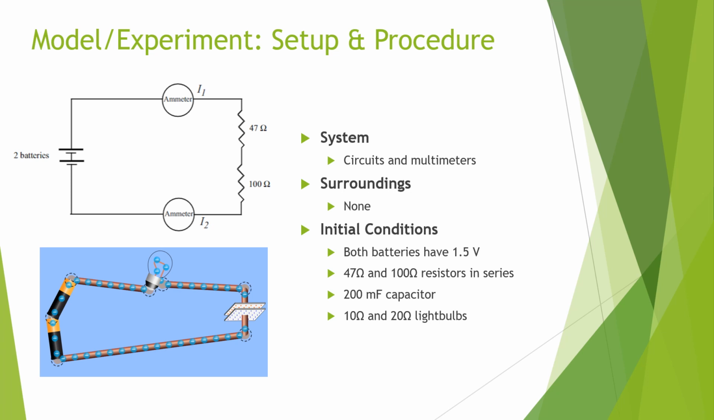And now onto the actual experiment. Within the experiment, we will use two different circuits. The system for these circuits is the circuit itself and also any multimeters that we use to measure different variables. The surroundings for these idealized circuits are none. The initial conditions are that both batteries have 1.5 volts in both circuits. In the first circuit, there are a 47 ohm and a 100 ohm resistor in series. In the second circuit, there is a 200 millifarad capacitor and either a 10 ohm or 20 ohm light bulb.